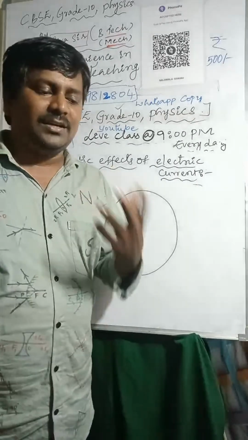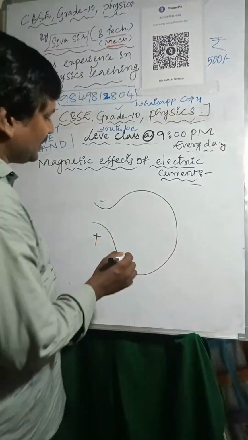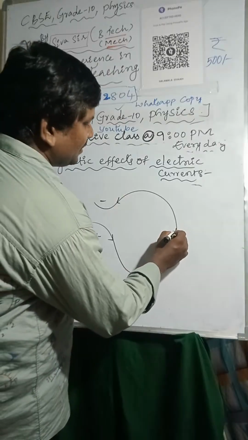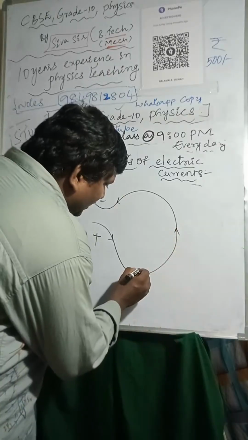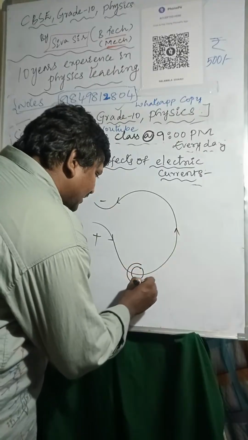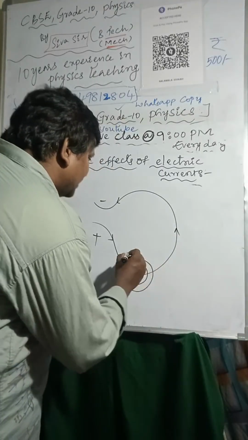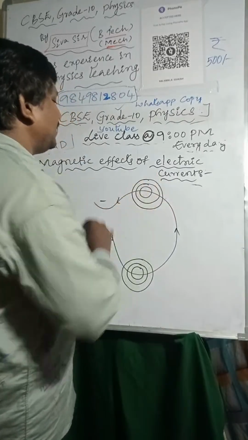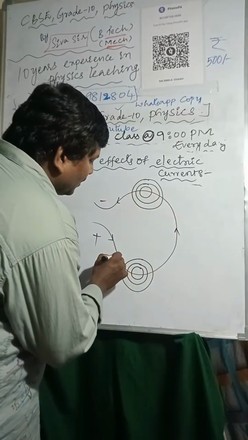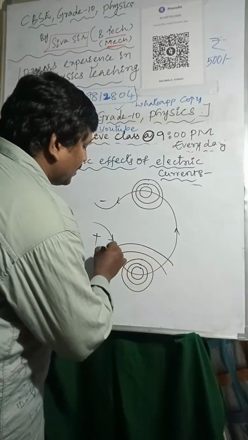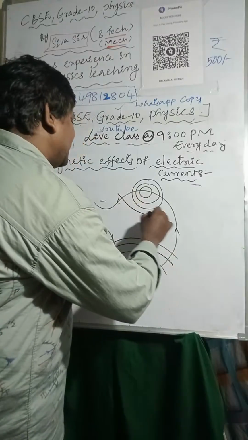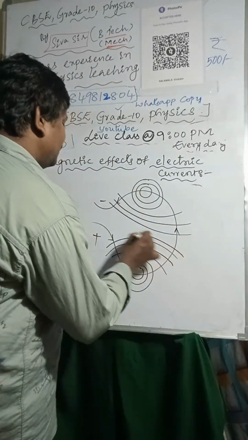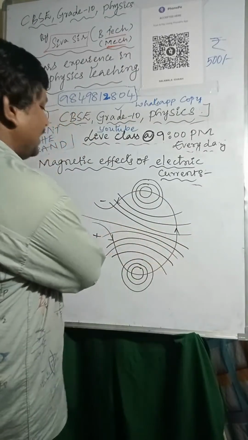Okay, I'll clarify the doubt. Here, if you're taking the current like this, current is passing here. Yes or no? Yes. So the magnetic field will be there. Yes, the magnetic field is there. So when you keep on going, the field lines become parallel lines.